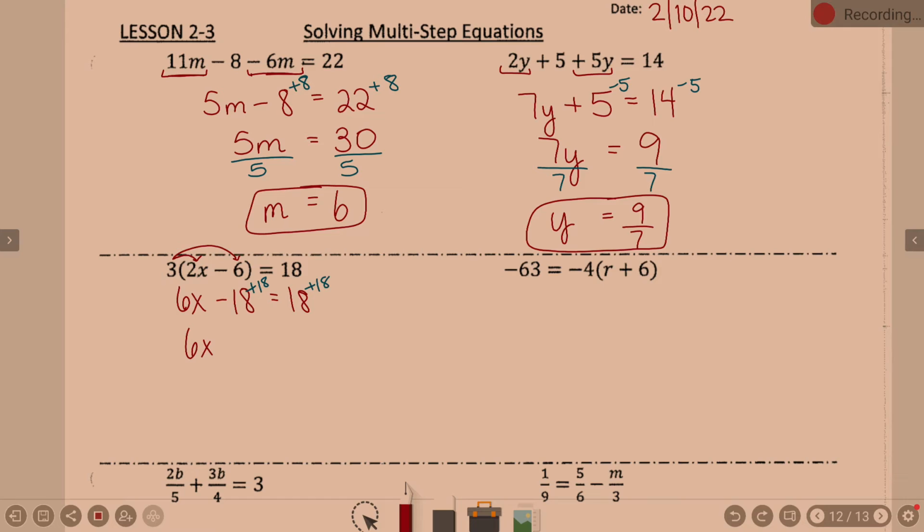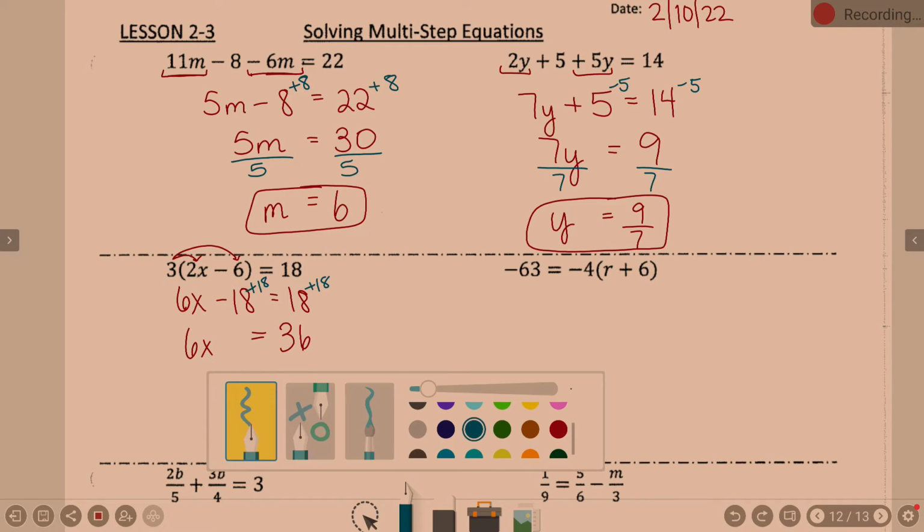Okay, so on the left, negative 18 plus 18 is just going to cancel and become 0. Negative something plus positive something is going to be 0. Those are going to cancel out. Now on the right, 18 plus 18 is 36. 6x equals 36. x equals 6, because 6 times 6 is 36.